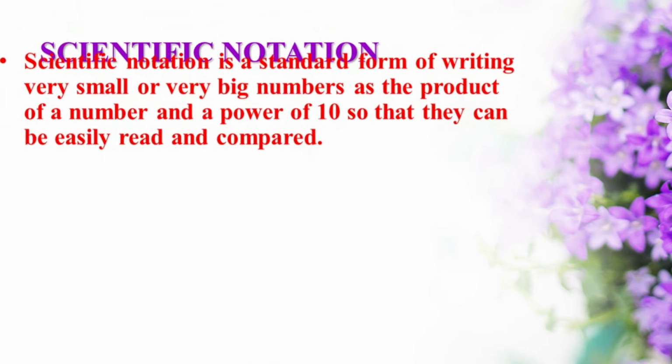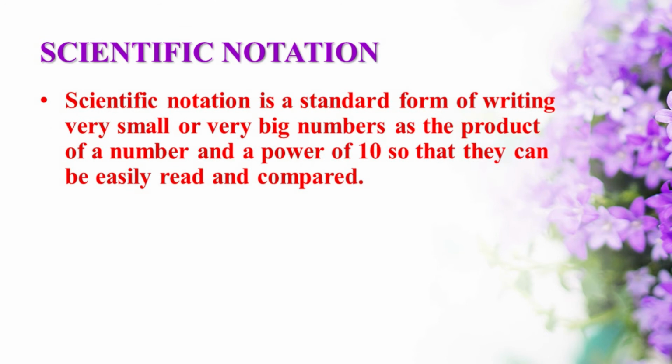Definition of the scientific notation. Scientific notation is a standard form of writing very small or very big numbers as the product of a number and a power of 10 so that they can be easily read and compared.